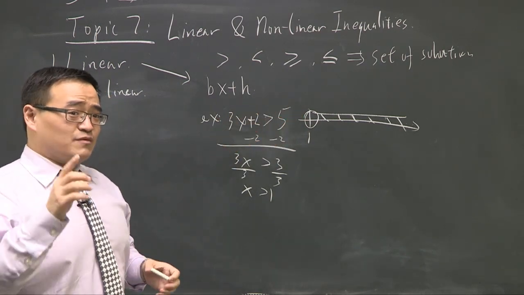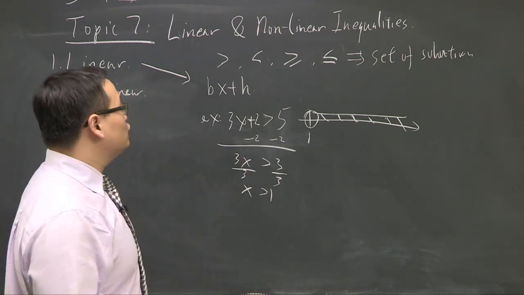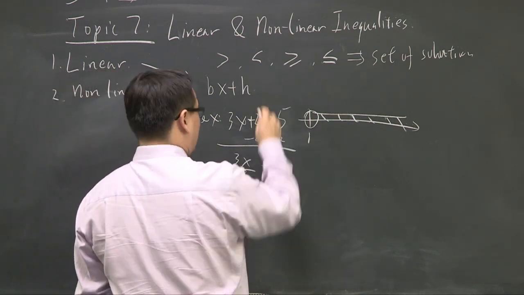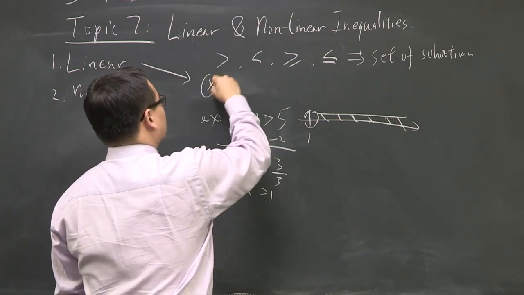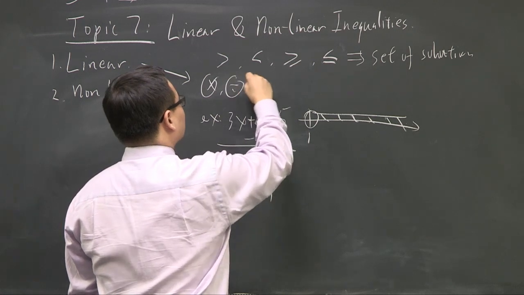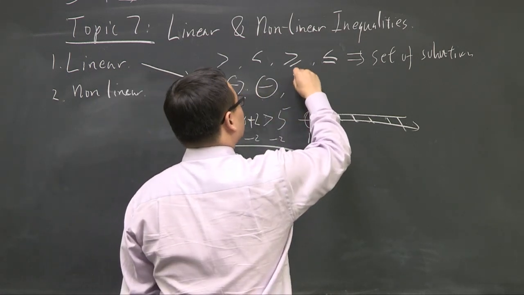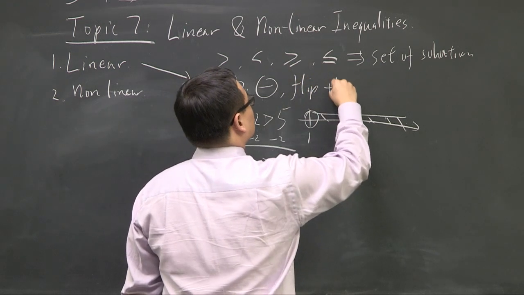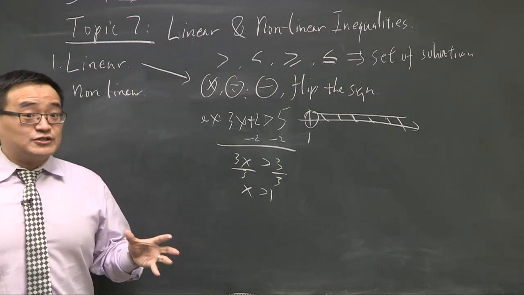There's one thing that you've got to remember. It's very simple, but everyone sometimes forgets it. When you are multiplying or dividing by a negative number, please make sure you flip the sign, okay? Please make sure you flip the sign.